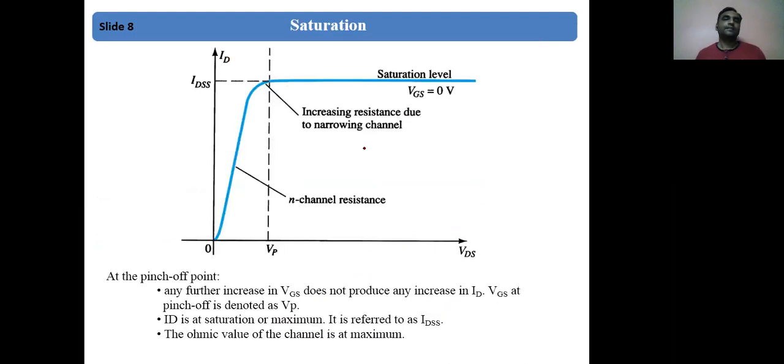Let us understand this from the characteristic. On the y-axis I have the current ID, on the x-axis I have the voltage VDS. As I increase the VDS, in the initial portion the current ID increases linearly, but at some point it becomes constant. That is called the saturation level.